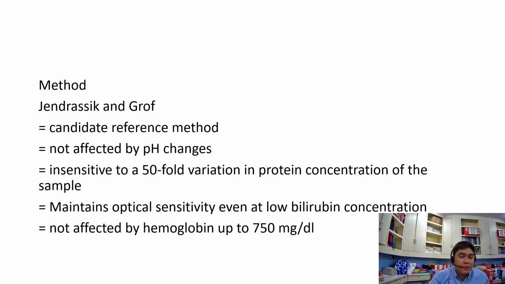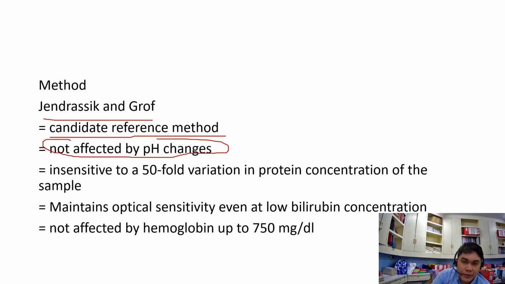So next you have the method. The candidate reference method is the Jendrassik and Grof, because it's not affected by pH changes, and it is insensitive to a 50-fold variation in protein concentration of the sample, so no precipitation happens. Next, it maintains optical sensitivity even at low bilirubin concentration and is not affected by hemoglobin up to 750 mg per dL.